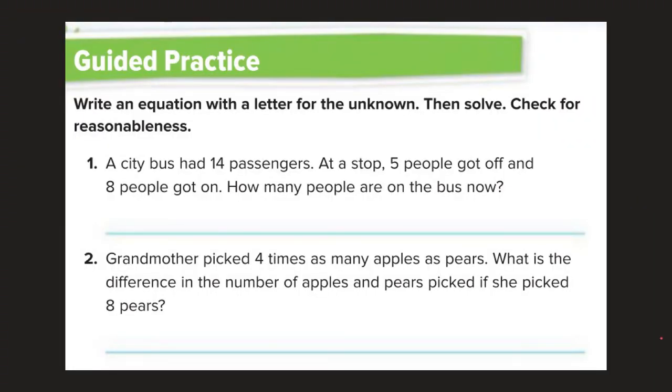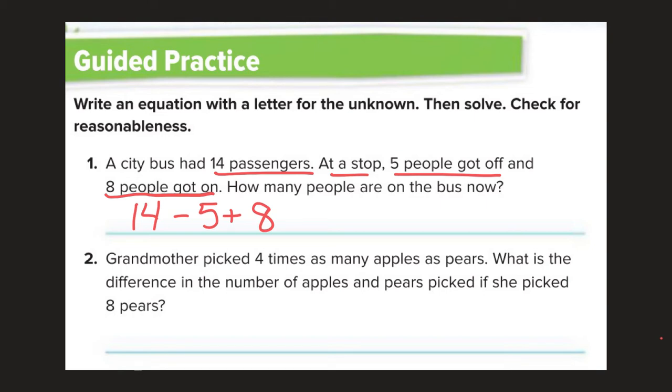Okay, here we go. Let's practice now. A city bus had 14 passengers. At a stop, 5 people got off. Here's what I'm reading. There were 14, 5 people got off, and 8 people got on.